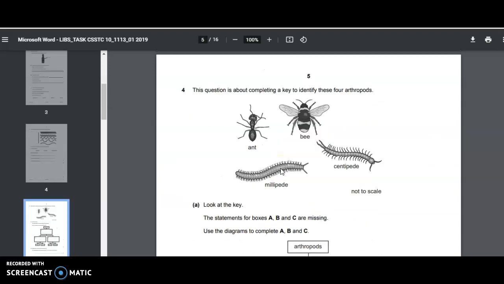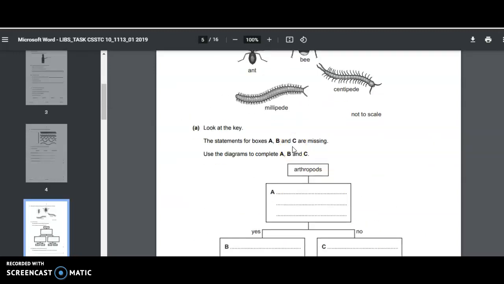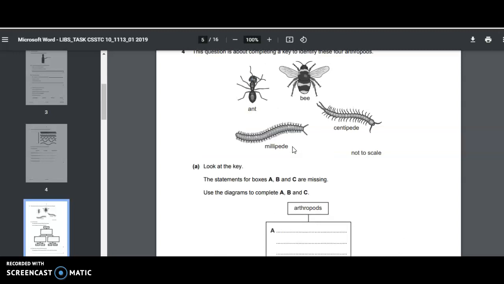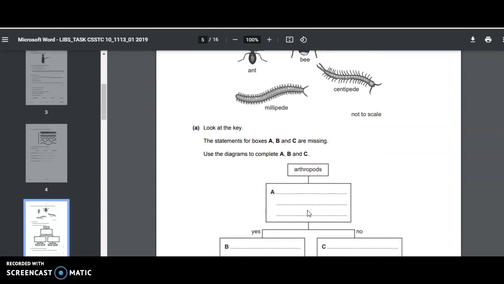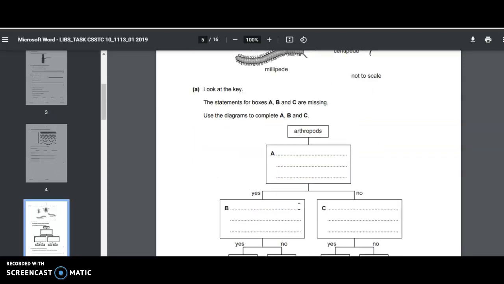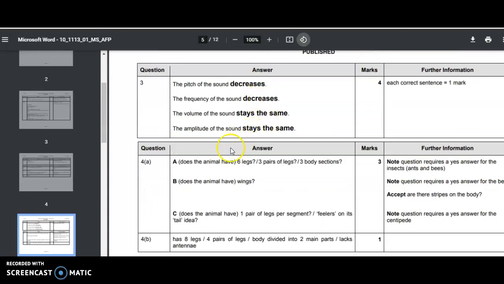Next question. Now this might be a little tricky. So you need to think about arthropods, mollusks, the different things. We know it's an arthropod. So what characteristics would it be that you need to be an arthropod? And the first answer could be like, does it have 6 legs, 3 pairs, does it have 3 body sections?